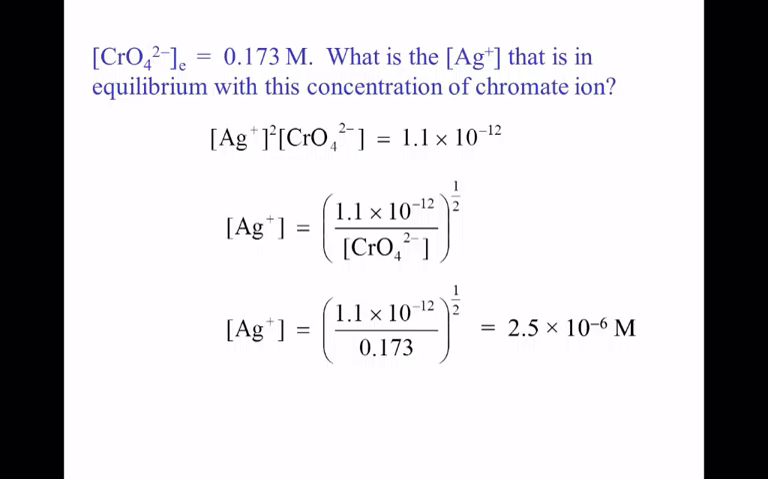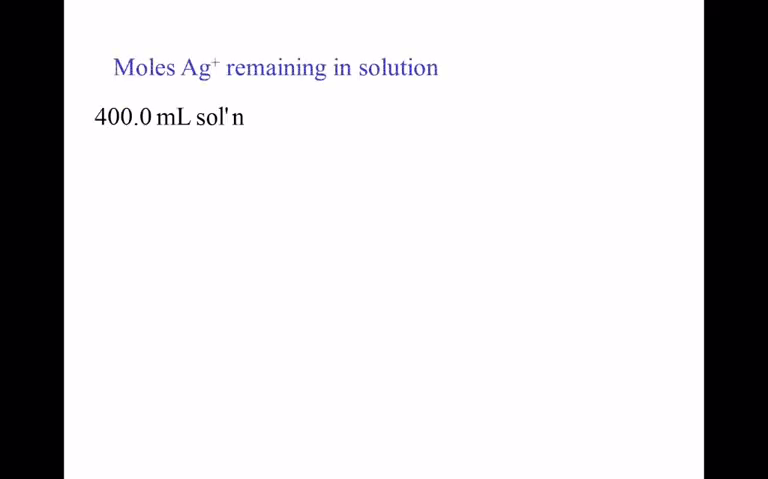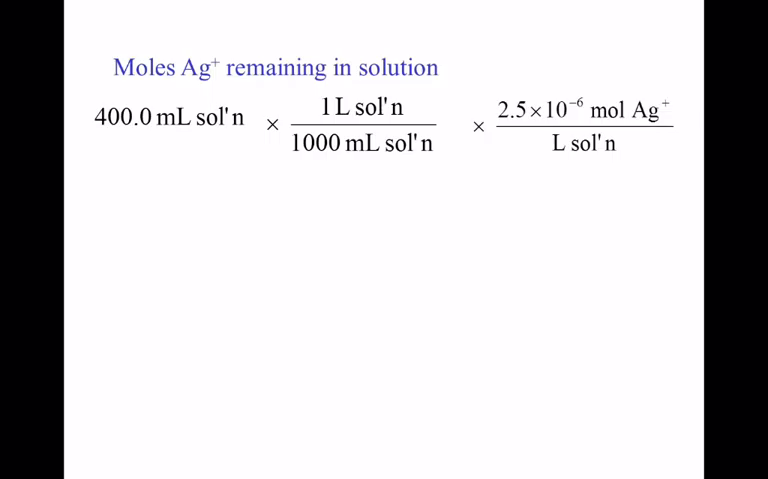So now we have molarity, right? So now we get to take the molarity and get to moles that's left in solution. We had 400.0 milliliters of solution. Go ahead and convert it from milliliters into liters by introducing 1 liter over 1,000 milliliters. And then if we just stick the molarity in there, then we have moles. The molarity we came up with was 2.5 times 10 to the minus 6 moles of silver ion per liter of solution. So milliliters cancel, liters cancel, we're left with moles of silver ion, and we're close. Rounding to 2 significant figures, I get 1.0 times 10 to the minus 6 cute little moles of silver ion running around in there.